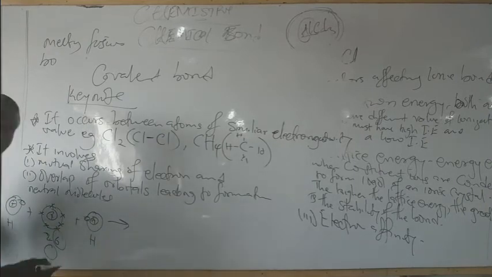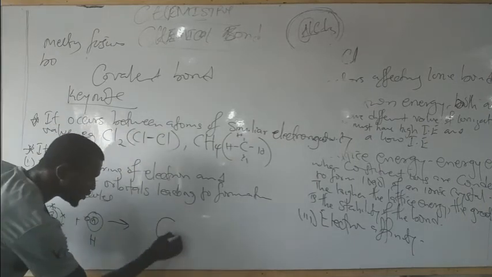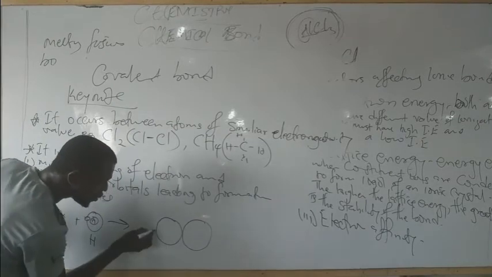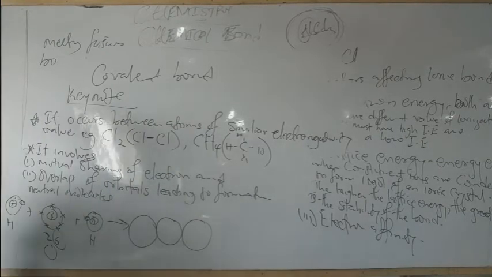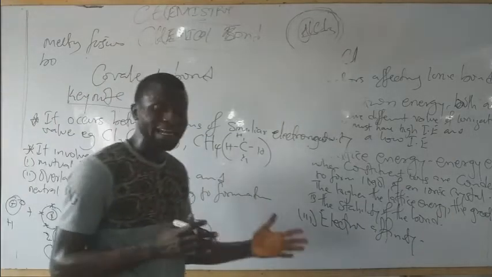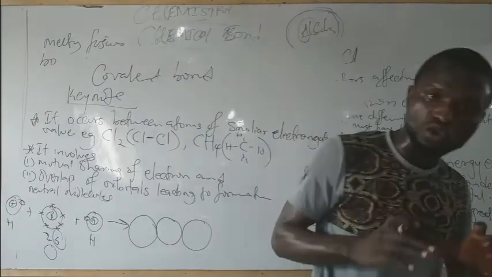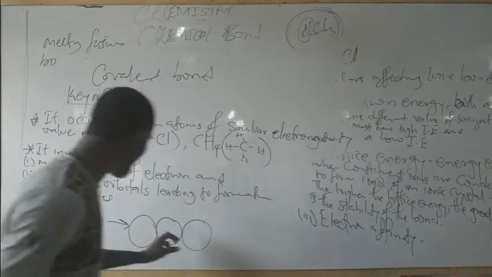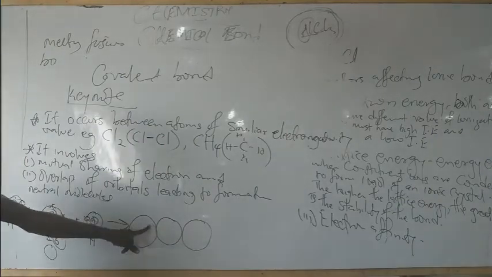Now after combination, this is what happens. You have them overlapping. Look at this. Unlike ionic bonding, where there is no overlap, rather there is an attractive force, a Coulombic attractive force between them. So here now, there is an overlap.